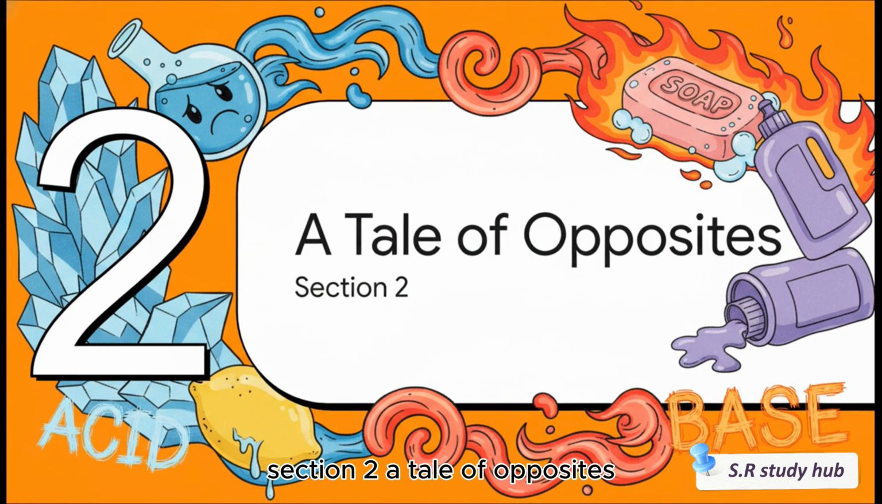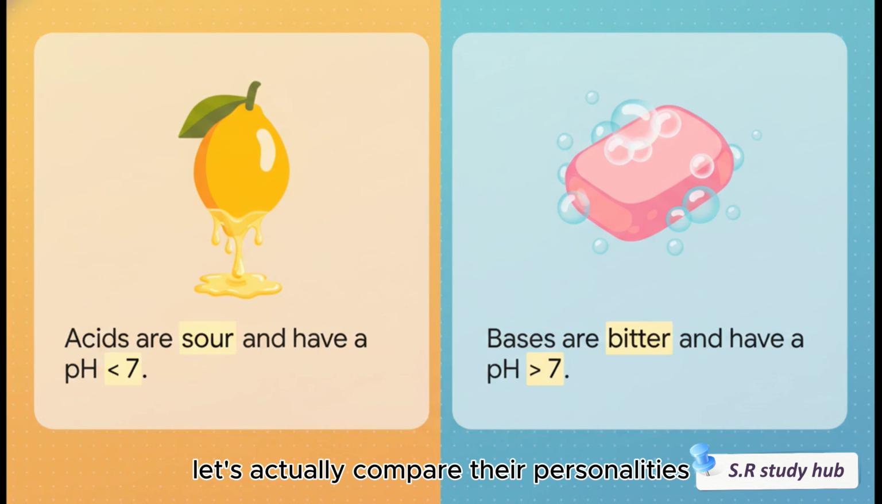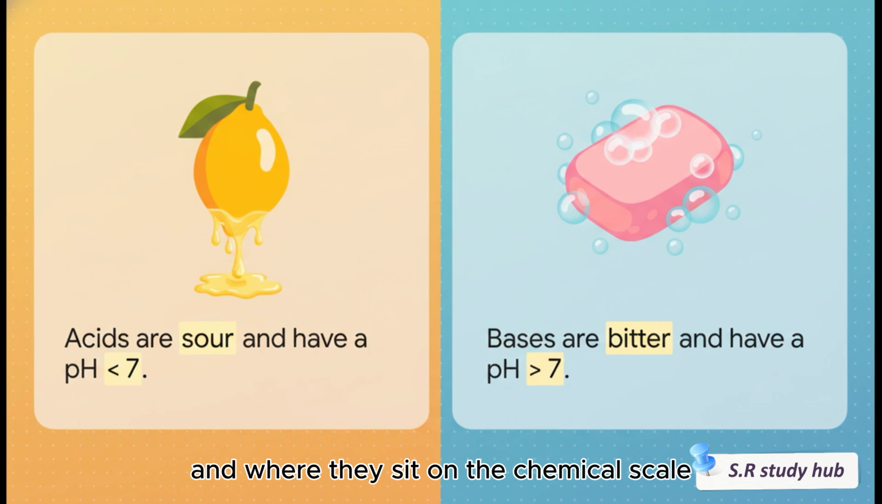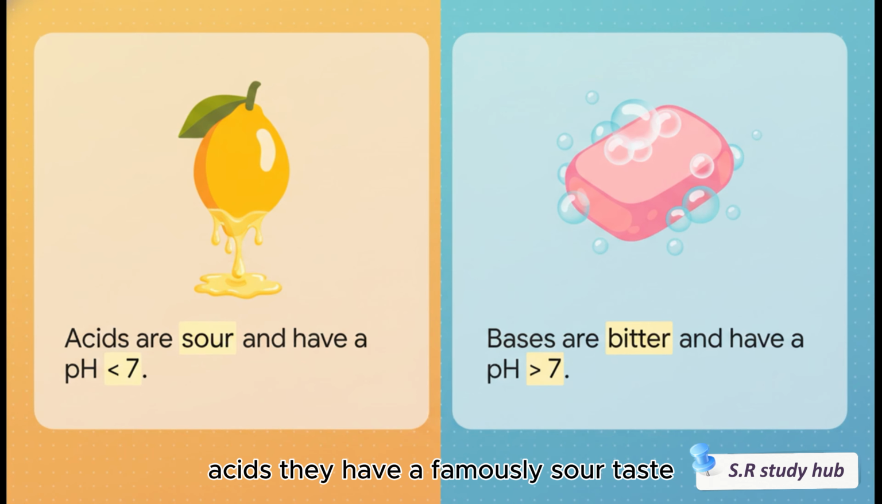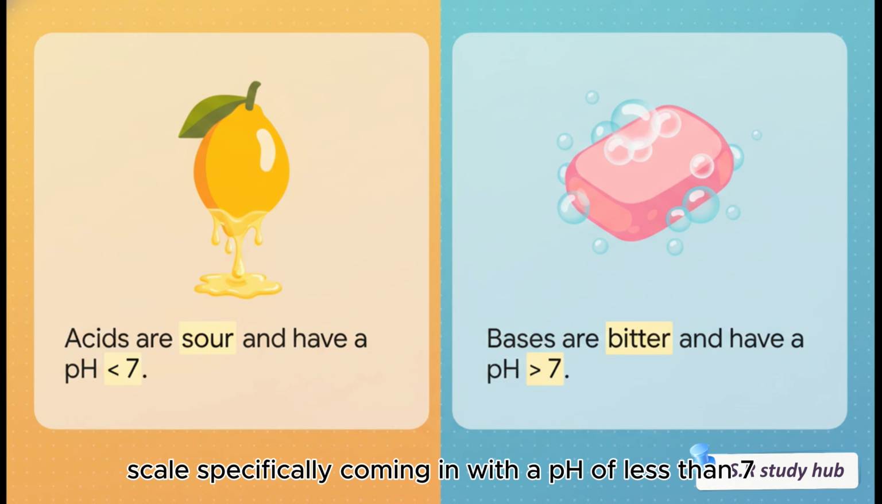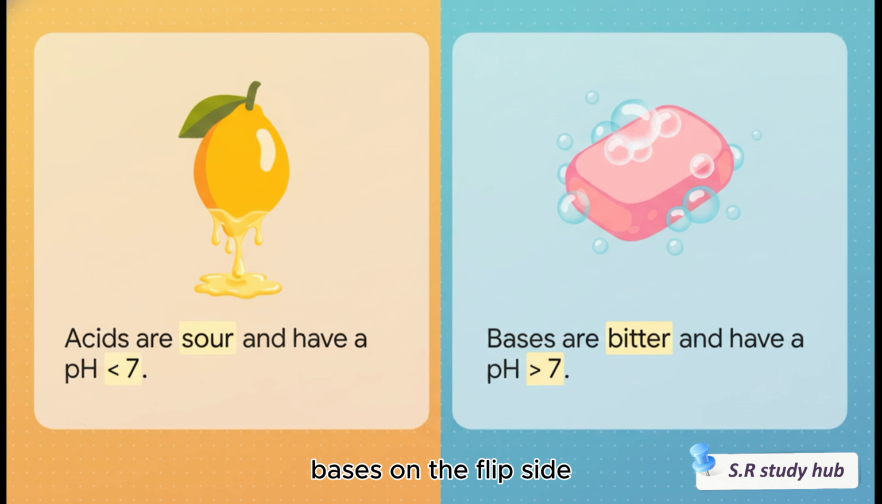Section 2, A Tale of Opposites. Let's actually compare their personalities, starting with how we experience them in real life and where they sit on the chemical scale. Acids, they have a famously sour taste. That's the lemon we were talking about earlier. They also live way down on the lower end of the pH scale, specifically coming in with a pH of less than 7. Bases, on the flip side, are characteristically bitter to the taste, and they completely dominate the upper half of the scale with a pH greater than 7.